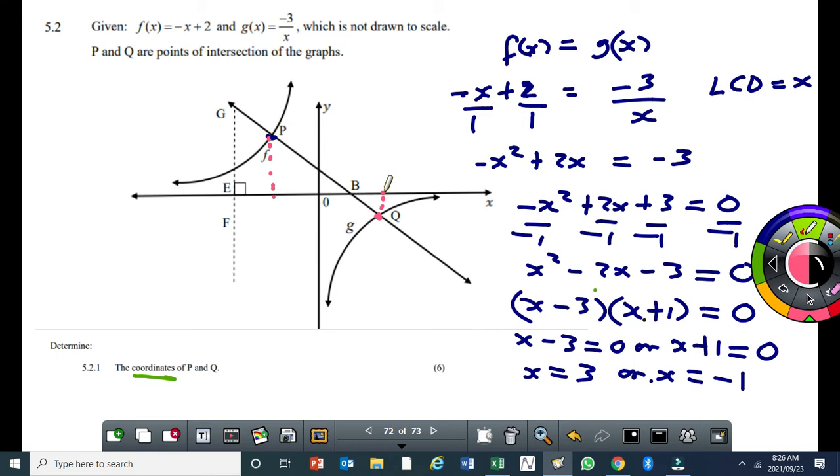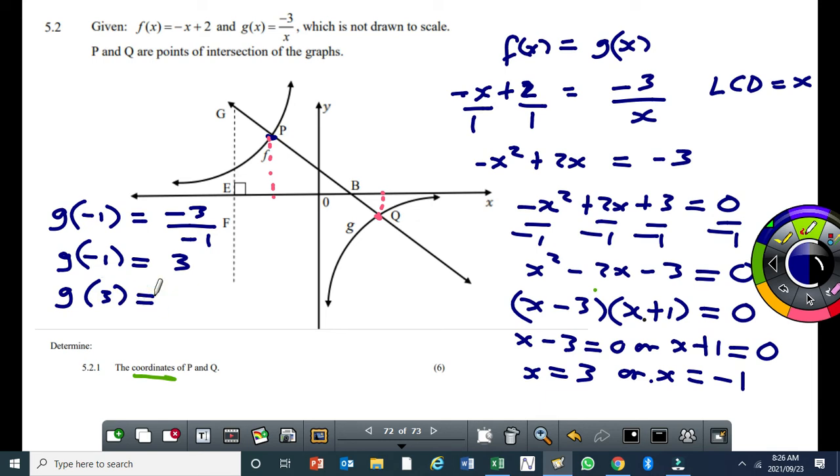Right? So, the next thing now is to say g of minus 1. g of minus 1 means the value of y when x is negative 1. So I'll substitute that there. So you get minus 3 over minus 1, and that will give you 3. And then I also need to calculate g of 3, which means the value of y when x is 3. So that will be minus 3 over 3, and that will give me negative 1.